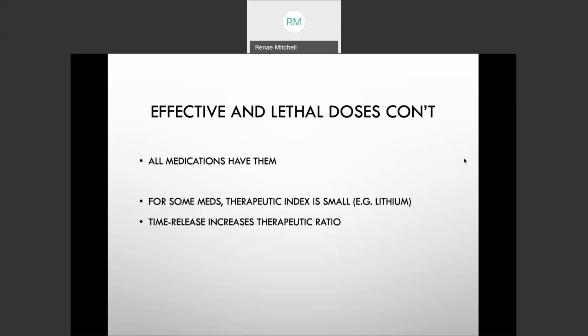Time release medicines can help increase the therapeutic ratio. So the time release means that a certain medication won't be administered all at the same time. It gets slowly administered throughout the body, and that keeps the lethality of a drug down.